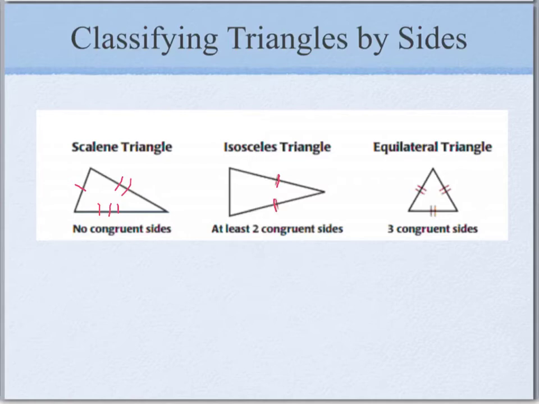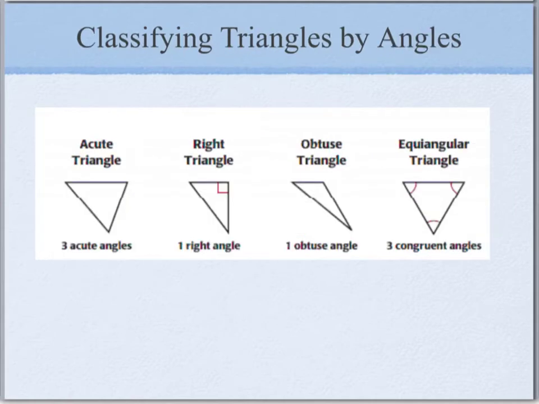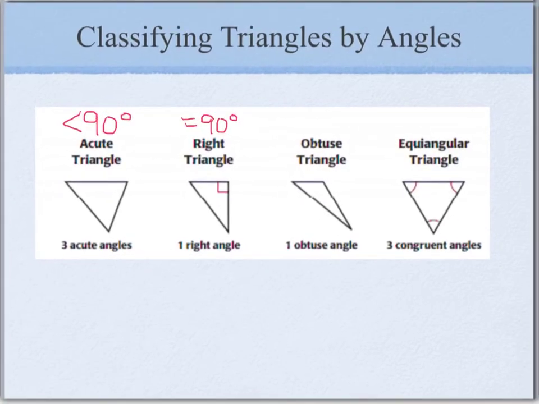Alright? Let's look at classifying triangles a second way. Classify triangles by their angles. Okay, so we all know triangles have three angles. If all three angles are acute angles, meaning that all three angles are less than 90 degrees, then we call that an acute triangle because of the acute angles. If one of the angles equals 90 degrees, then it's a right angle and we call it a right triangle. If one of the angles is an obtuse angle, meaning greater than 90 degrees, then we call that a, yep, you guessed it, obtuse triangle.